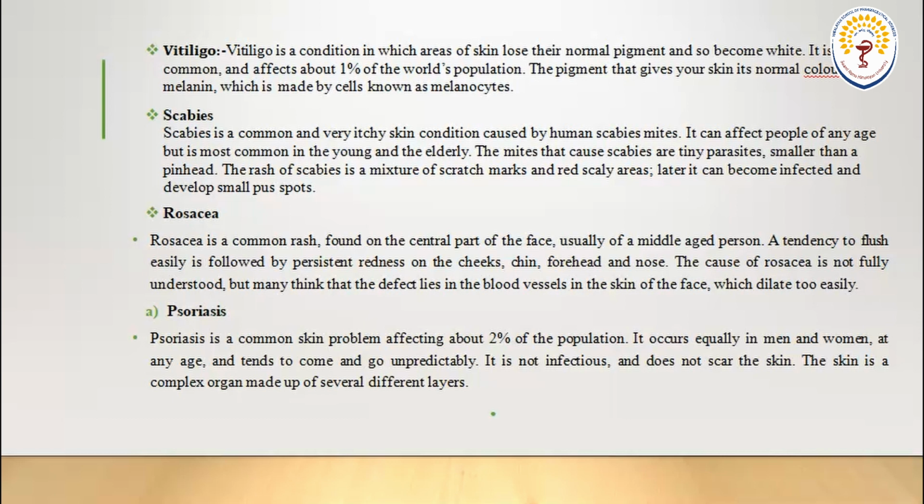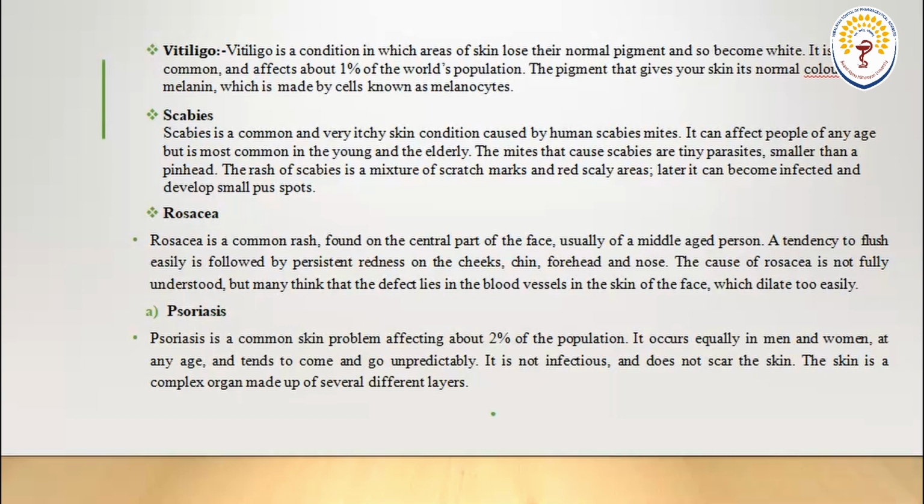Scabies is a condition in which our skin becomes very dry and itchy and affects people of any age, but it is most common in young and elderly patients. The mites that cause scabies are tiny parasites smaller than a pinhead. The rash of scabies is a mixture of scratch marks and red scaly areas. Later it can become infected and develop small pus spots.